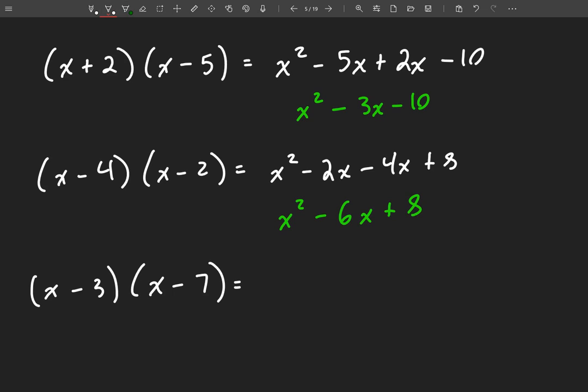Okay, last one. x times x is x squared. x times negative 7 is negative 7x. Negative 3 times x is negative 3x. And then negative 3 times negative 7 is positive 21. And just like in the last one, we're going to combine the middle two in an additive way. They're going to add together to be something more negative. So this is negative 10x plus 21.